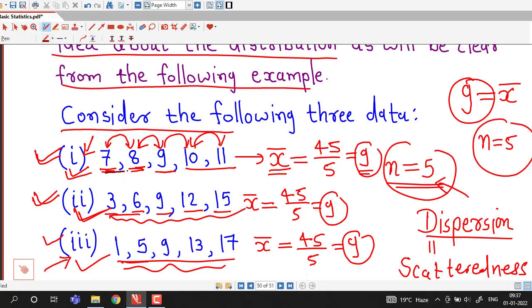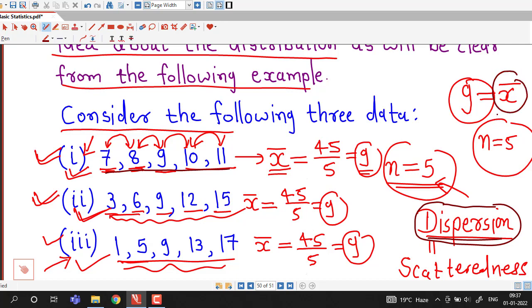So how do we decide the variability or scatteredness, or how do we measure the dispersion of a particular data? If we are familiar with the measures of dispersion, we may have another piece of information about the given data. This information is not enough.